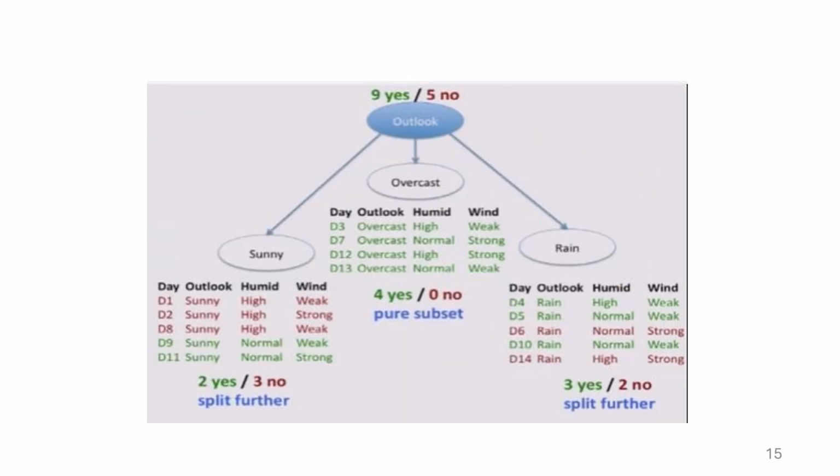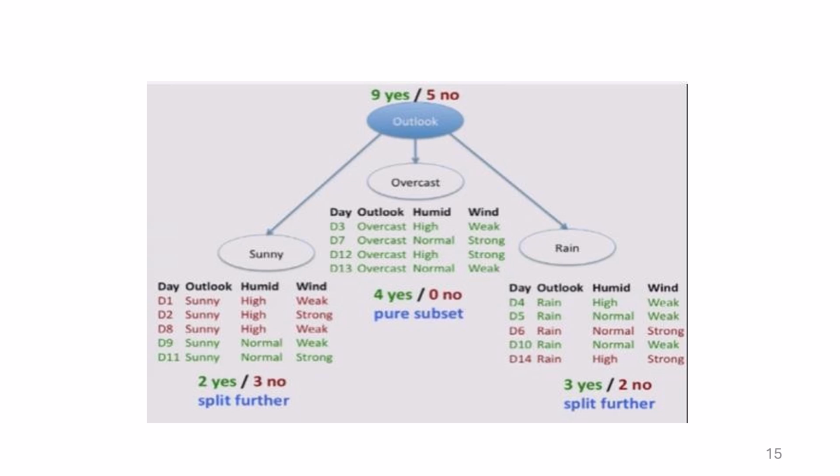As shown in the diagram on the screen, there are 9 yes and a total of 5 no categories available. Then we split based on outlook. Overcast means 4 records are given, and all 4 are pure because they all belong to the yes category. There is no no category. On the left-hand side, outlook is sunny, meaning 2 yes and 3 no. There is no splitting further from this level.